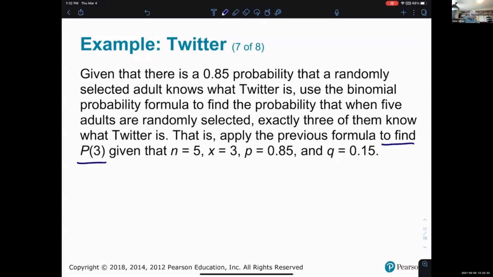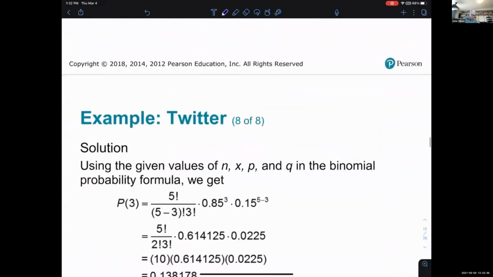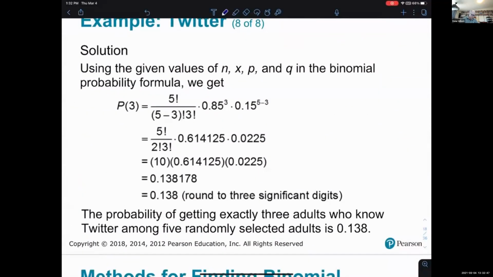And they're saying to apply the formula, but we're not going to bother. We'll let them do that work. And we know N is 5, X is 3, P is 85%, and Q is 15%. So then they just plug into that nasty formula, do a bunch of stuff, and they get 13.8%, or 0.138 rounded to 3 significant digits, or 3 decimal places. So they conclude that the probability of getting exactly 3 adults who know Twitter among 5 randomly selected adults is about 14%, a little under 14%.